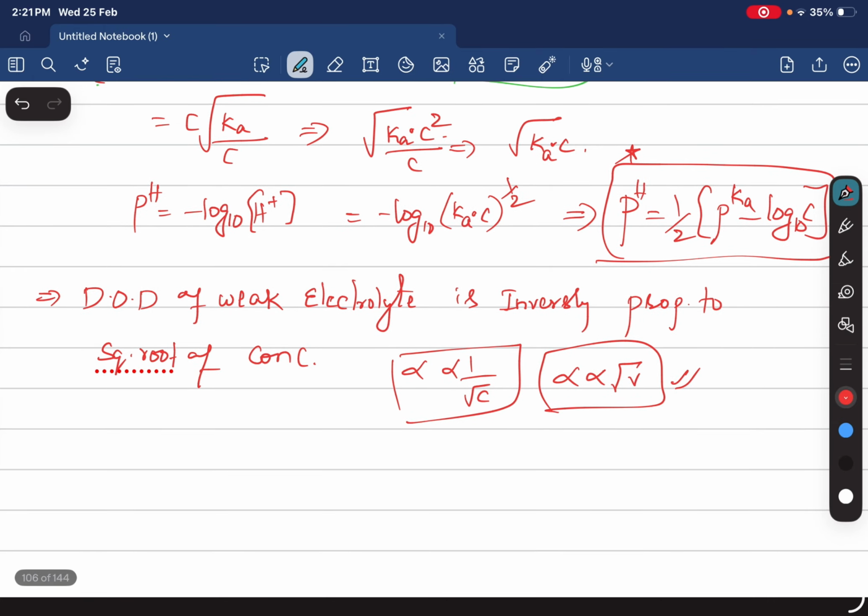Next, coming to case 4, pH of polybasic acid or polyacidic base.